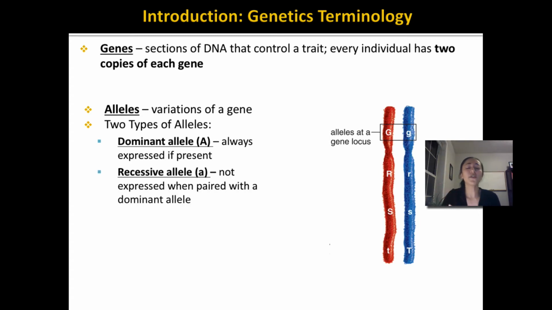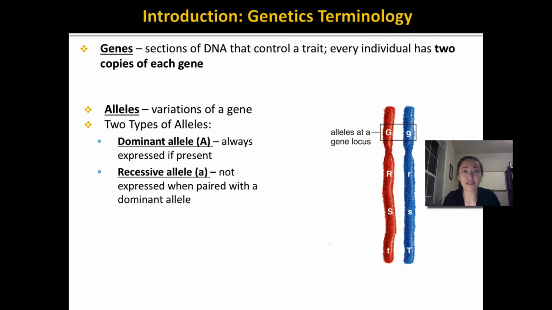However, another type of allele that can be present is called a recessive allele. And we usually use a lowercase letter to designate a recessive allele. So this recessive allele is not going to be expressed if it's paired with a dominant allele. So if you inherit one dominant allele from one parent and a recessive allele from another parent, that recessive allele will never be expressed or shown in you because that dominant allele will overpower it.